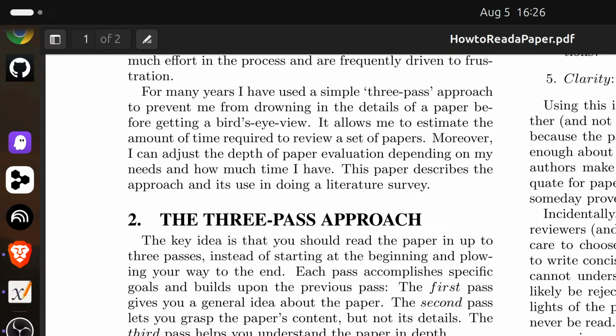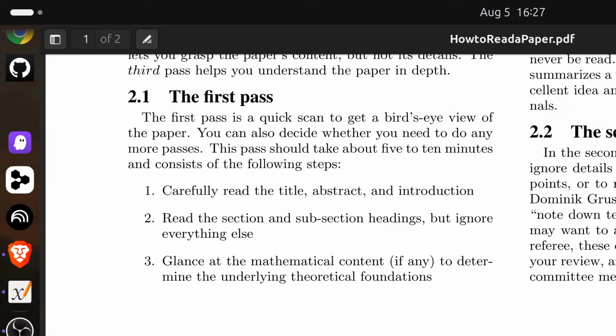If a reader cannot understand the highlights of the paper after 5 minutes, the paper will likely never be read. For these reasons, a graphical abstract that summarizes a paper with a single well-chosen figure is an excellent idea and can be increasingly found in scientific journals. Then the second pass.